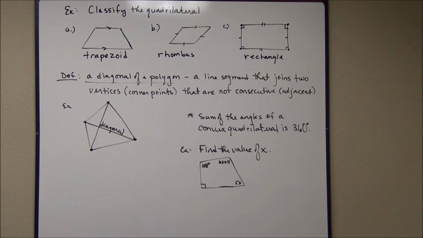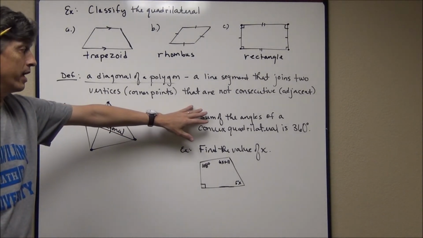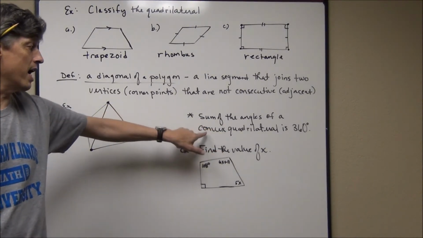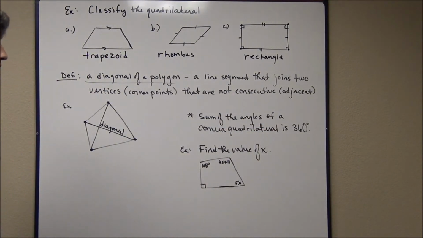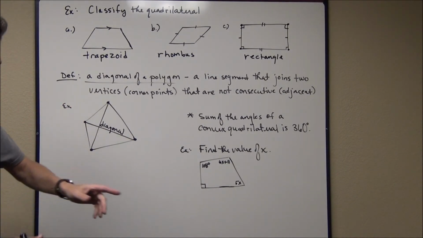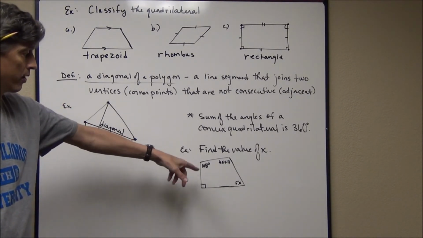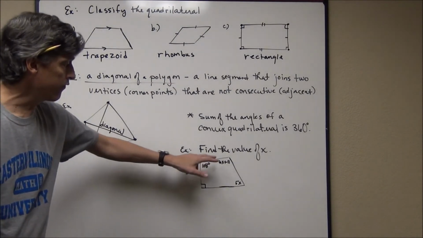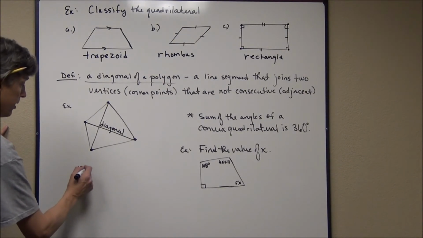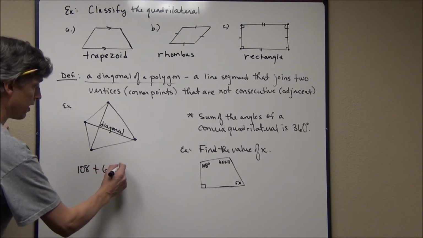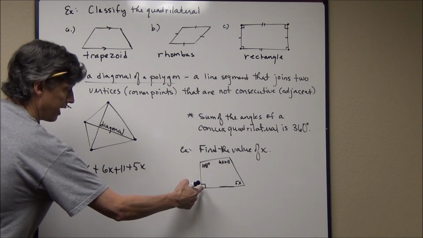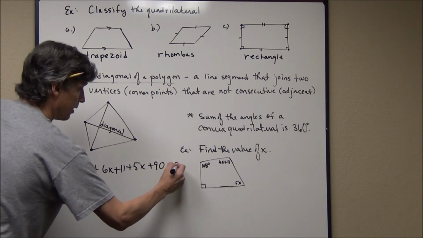Okay? Now, we know that the sum of the angles of a triangle always add up to 180. Well, the sum of the measures of the angles of a convex quadrilateral always adds up to 360. So for a triangle, 180. For a quadrilateral, 360. And here's an example where I've drawn one out and I want to find out what x is. Now I know that all four angles have to add up to 360. So right here, I'm going to add 108 plus 6x plus 11, that's up here, plus 5x plus, well that's 90 degrees because that's the right angle symbol, plus 90, and that has to add up to 360.